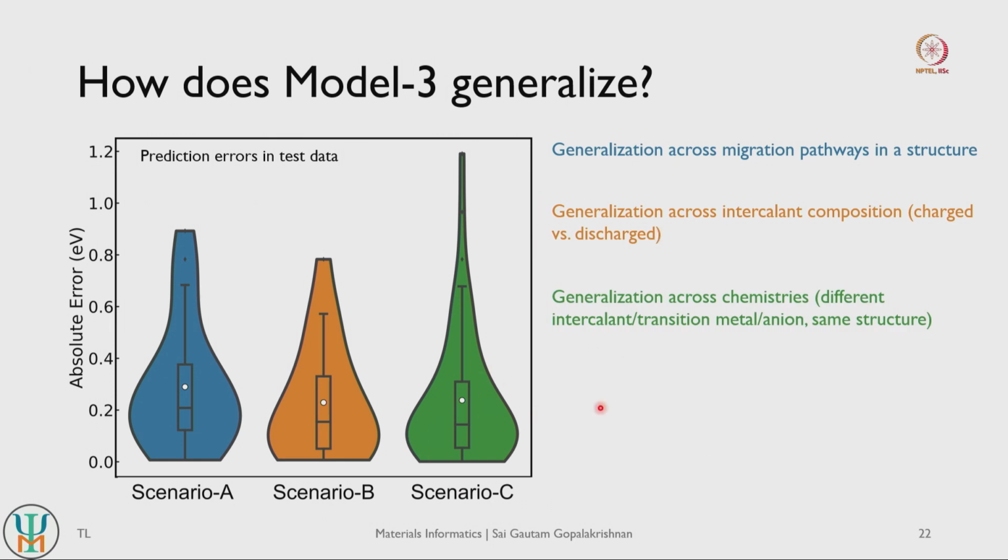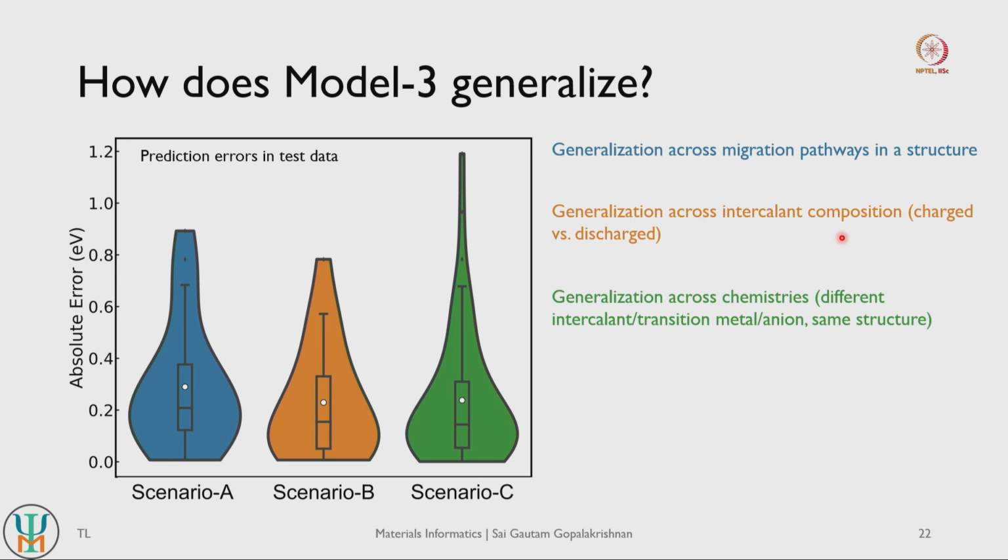Scenario C is generalization across different chemistries. Let's say you have a lithium containing structure. You show the structure with lithium during training, and then you ask the model to make a prediction on the same structure but with a different moving ion such as magnesium. This could be, for example, lithium manganese oxide. You show lithium manganese oxide during training, and then you ask the model to make a prediction on magnesium manganese oxide during testing.